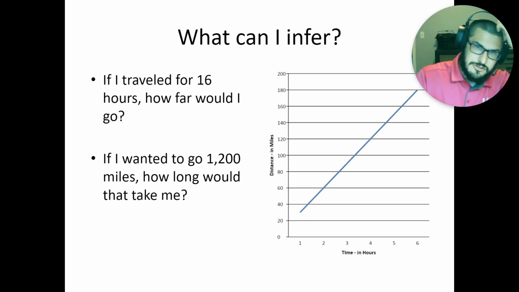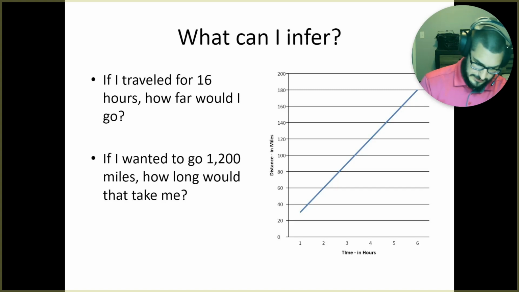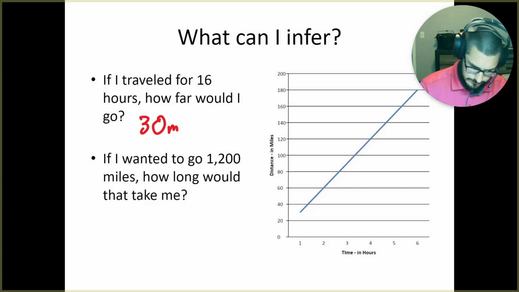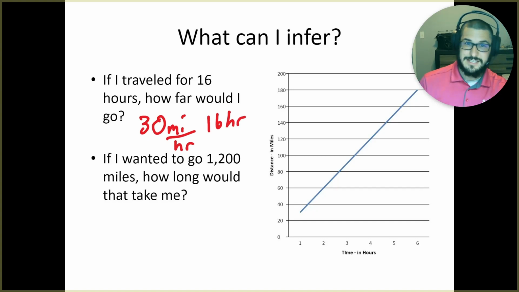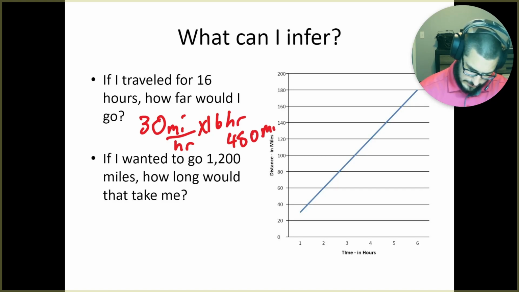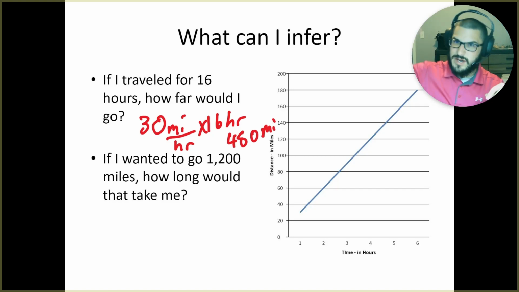So using this, what could we infer? If I traveled 16 hours, how far would I go? Well, you can do this kind of conceptually. I know that I'm going 30 miles an hour, and I know that I've gone 16 hours. So if I multiply those, that would give me my answer here. That would give me 480 miles I would have traveled, right? So that'd be way off the graph, but I can use this line as information to figure that out, extrapolate that, if you will.